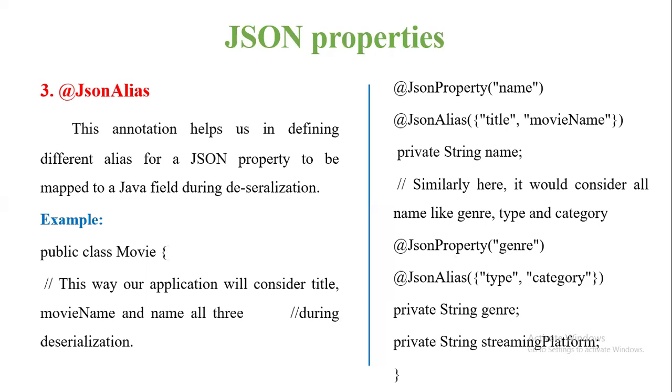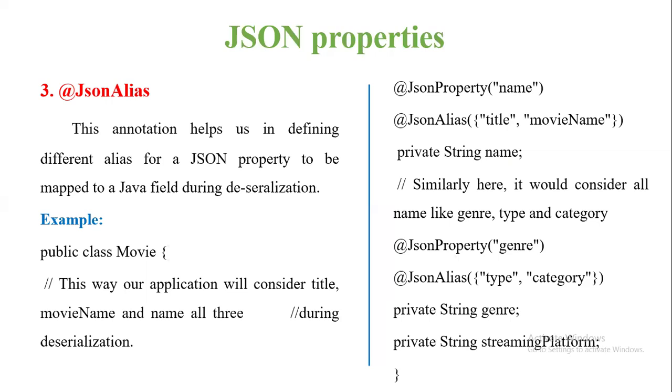So here we have declared a class called Movie. We have used @JsonProperty, the value is name, with alias names title and movieName, and we have declared one string type variable called name. Similarly, it would consider all names like gender, type, and category. For the gender, we have created the alias names type and category. For this, we have created a variable called gender, and another variable is streamline.